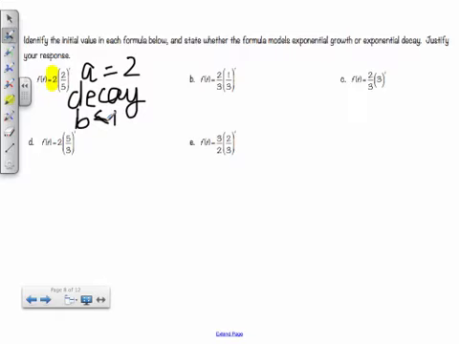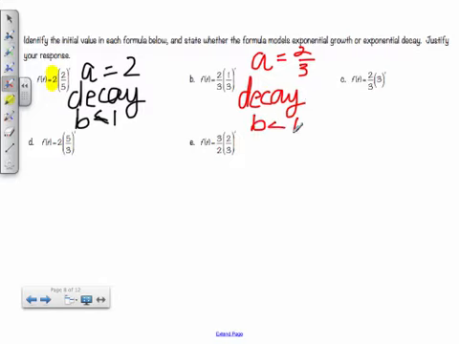Okay, so let's do question B together. In question B, our initial value is 2/3. Now, our initial value has no effect on whether or not this is exponential growth or decay. It all has to do with this term right here, this B value. So this B value is also less than 1 again. So we're going to say that this is decay. And the reason why is because B is less than 1.